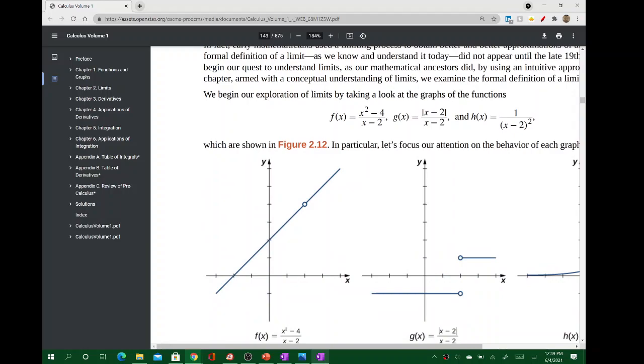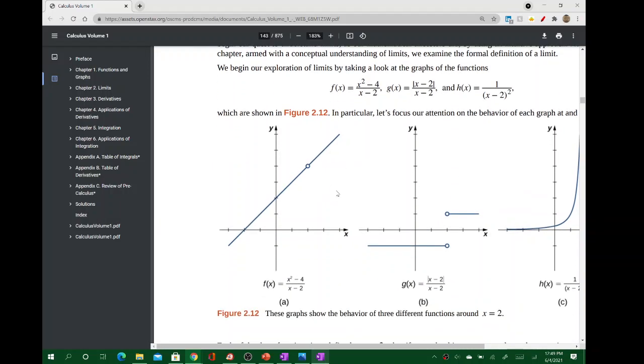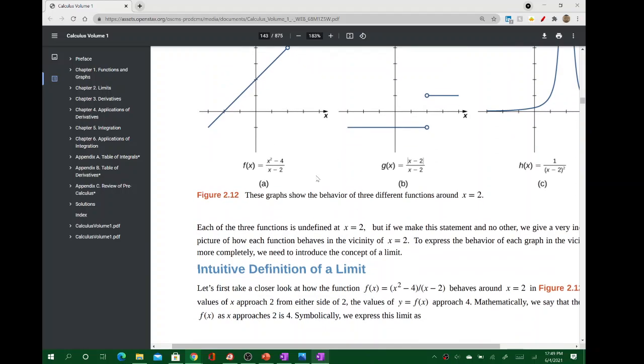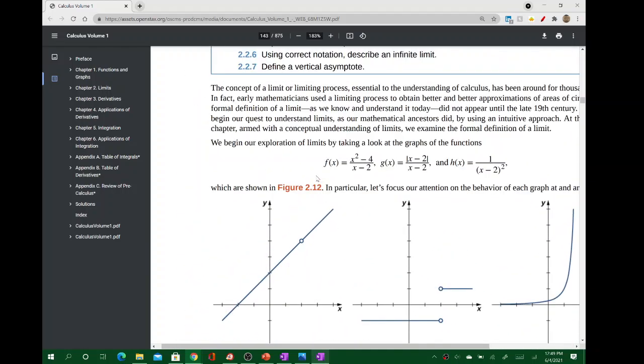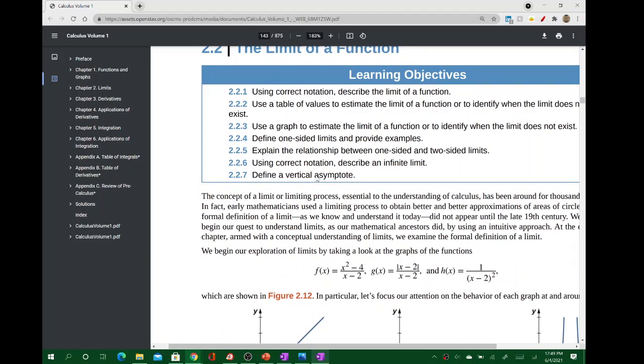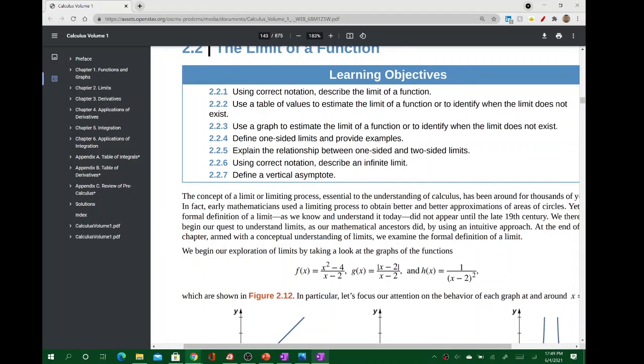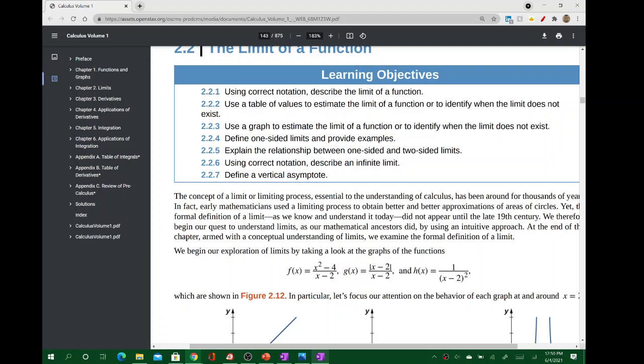But in this section, we want to define what a limit really is, and these are the objectives. Using the correct notation, describe the limit of a function. Use a table of values to estimate the limit of a function, or to identify when the limit does not exist. Use a graph to estimate the limit of a function or to identify when the limit does not exist. And for 2.2.4, define one-sided limits and provide examples.